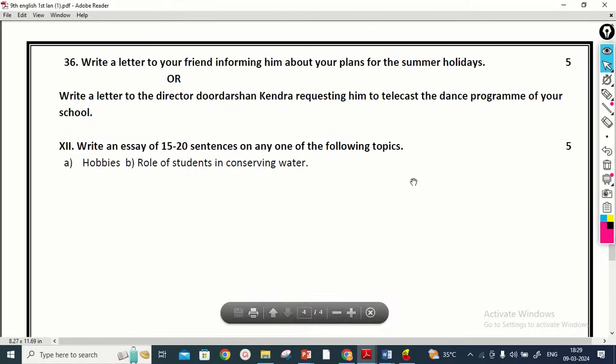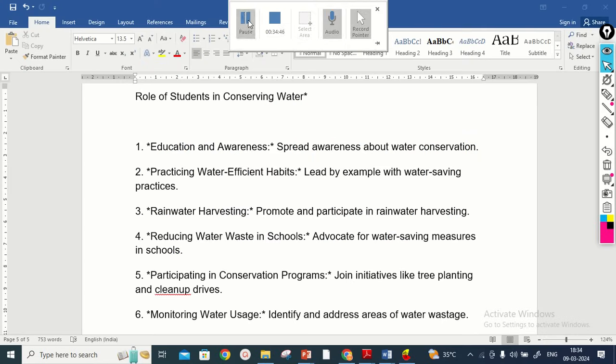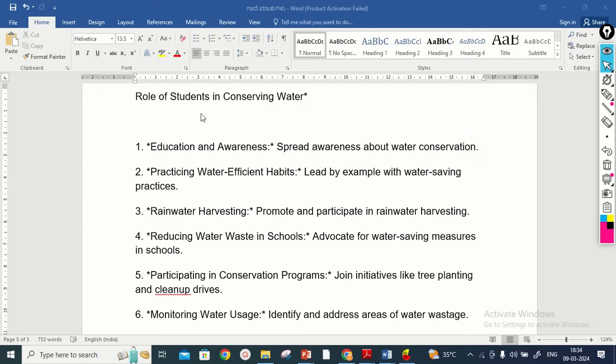Then we move on to the last question. Write an essay of 15 to 20 sentences on any one of the following topics. So students, this is the essay on the role of students in conserving water. I will give you the main points only. You have to use the essay steps: introduction, development, and also conclusion. These are the points you have to follow. You can expand all these points. So refer to this and write a one or two page essay.